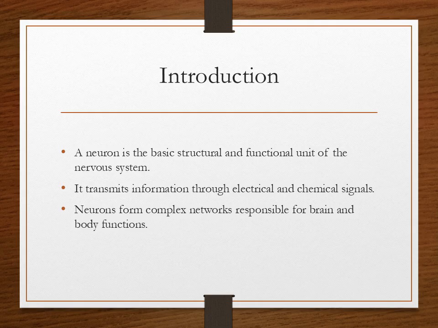What is a neuron? A neuron is the basic structural and functional unit of the nervous system. It is also called a nerve cell. It is present in the brain, nerve cord, nerves, ganglia, and also in the autonomic nervous system. The main function of the neuron is to transmit information through electrical and chemical signals. They form complex networks which are responsible for all the brain as well as body functions.